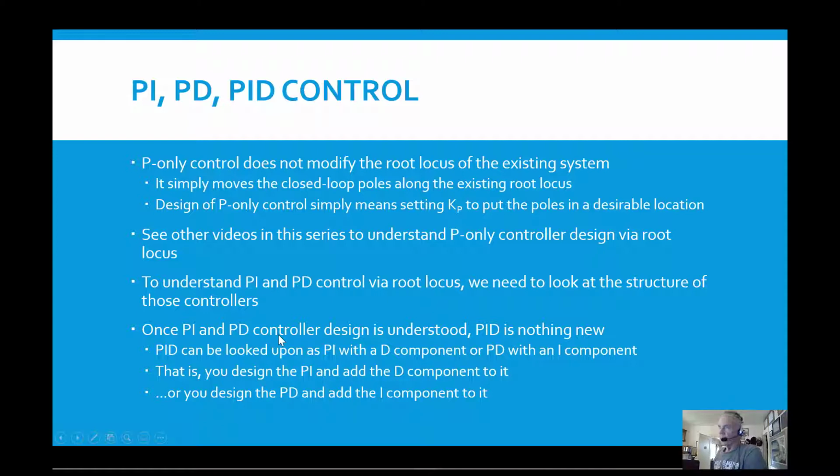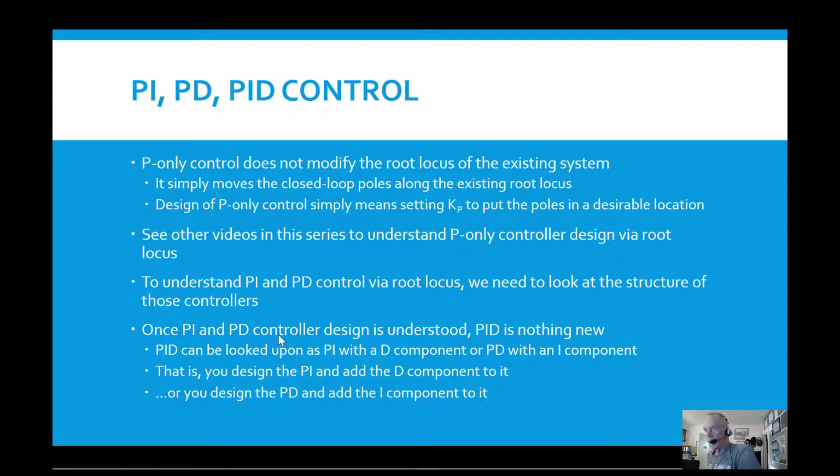The thing that's different about these other types of controllers compared with the P-only controller is that the P-only controller does not modify the root locus of the existing system. What happens there is when you adjust the proportional gain, the P gain, it actually moves the closed loop poles along the root locus to different locations. So you can change the way an existing system behaves simply by changing that gain. Again, to understand that, you need to go back and look at the P-only controller design using the root locus.